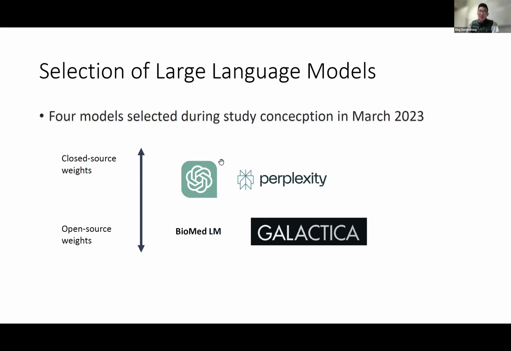So all the model weights are not available, and it's hard for independent researchers to always reproduce the outputs exactly as they are. So in order to have more nuanced evaluations, we also compared some open source models against them to see, okay, if we do not want to use closed source models, how well do open source models like BioMedLM perform? This is a development by Stanford University, which builds on GPT-2, and Galactica AI, which was developed by Meta.